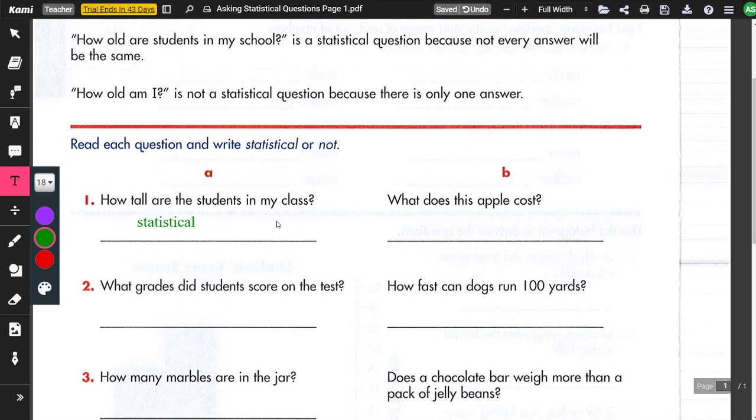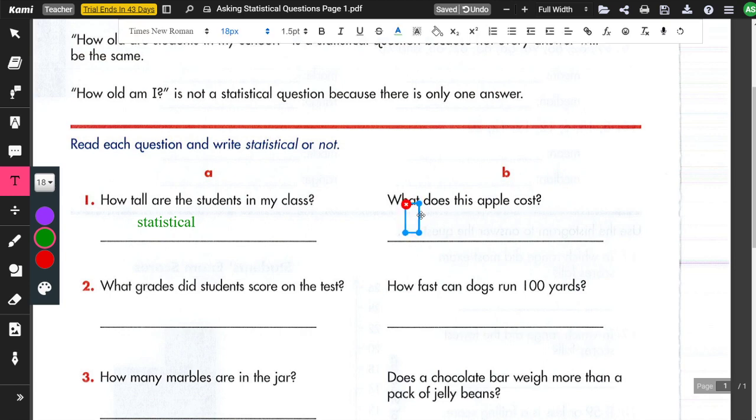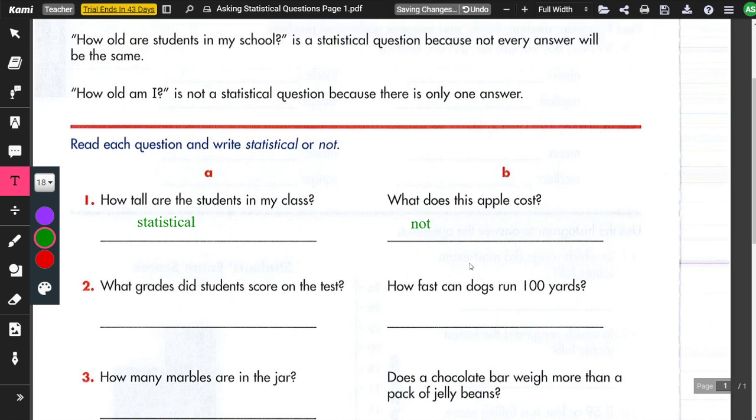Okay, now let's look at this one. What does this apple cost? This apple implies one apple, and that apple will only have one price, so this is not a statistical question because there would only be one answer for this one.